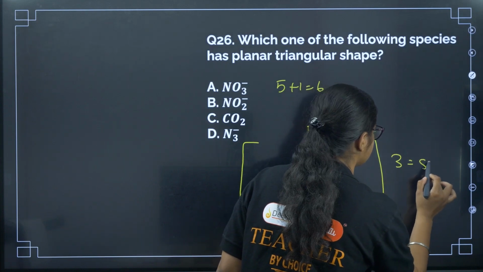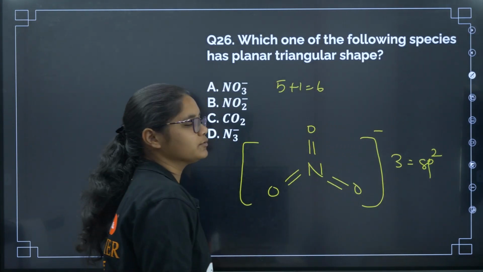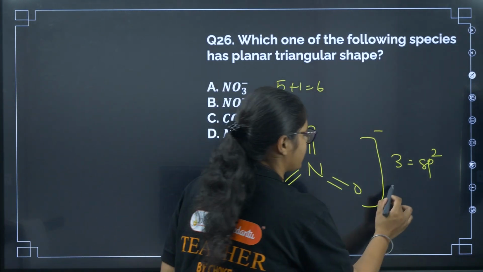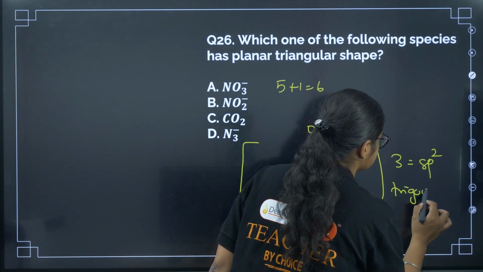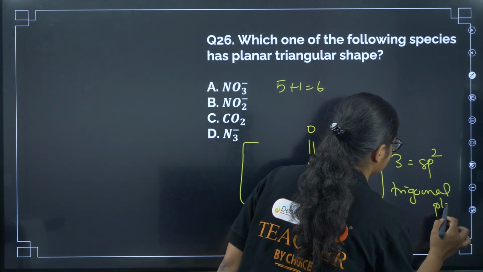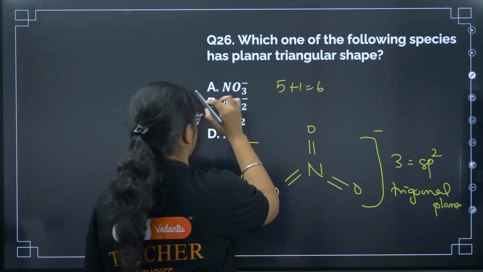So the hybridization is sp2, right? So here the shape will be trigonal planar. Okay, so the correct answer for this question will be option number A.